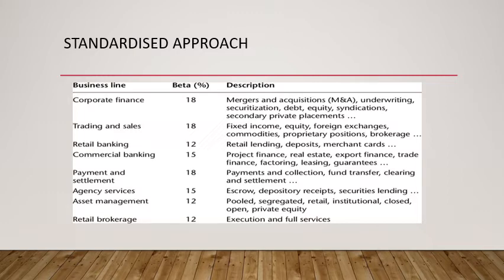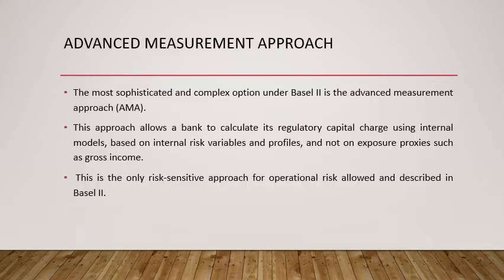So the bank had to put income under various heads, take again 3 years data, multiply it with the respective beta factors and average it out. That is how the standardized approach used to work earlier. We also had the third approach, which is the advanced measurement approach. The most sophisticated and complex option it was under the Basel II.